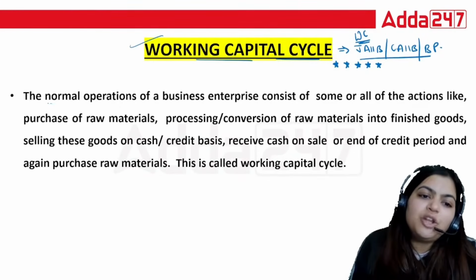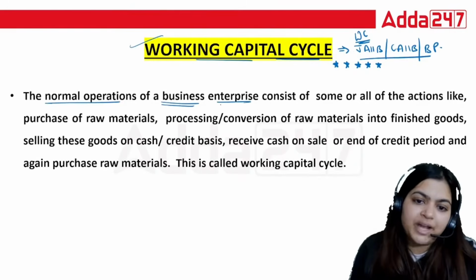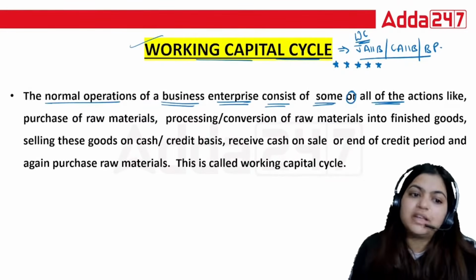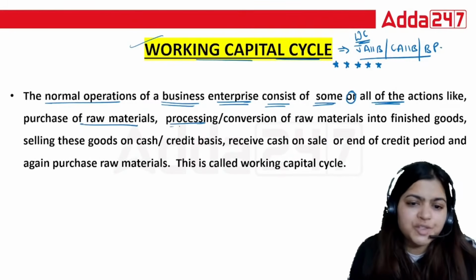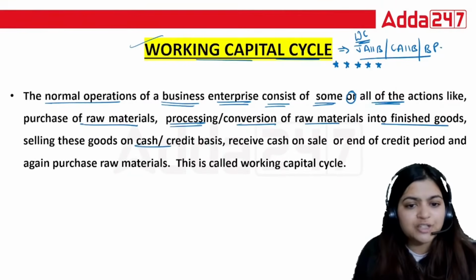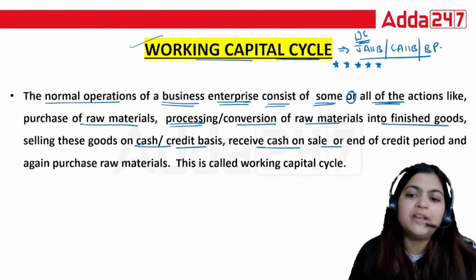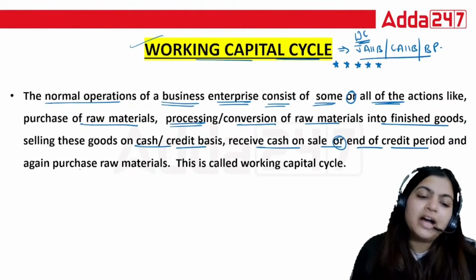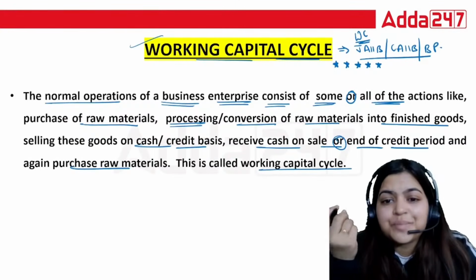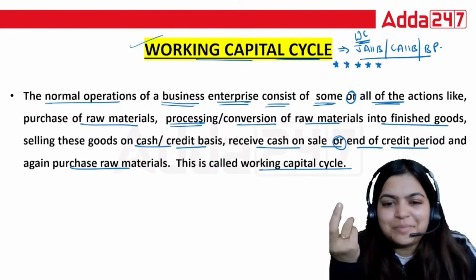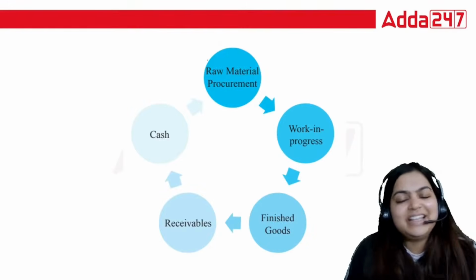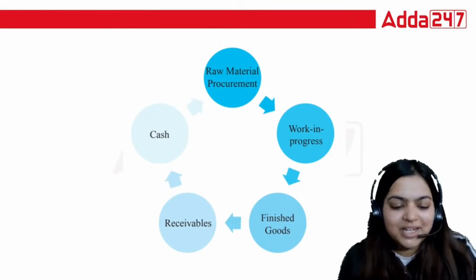Then, normal operations of a business enterprise consist of some or all of the actions like purchase of raw materials, processing, conversion of raw materials into finished goods, selling these goods on cash or credit basis, receive cash on sale, or end of credit period, again purchase of raw material. This is what working capital cycle. But what is the meaning of working capital cycle? No issues. Let's talk in a very simple example.